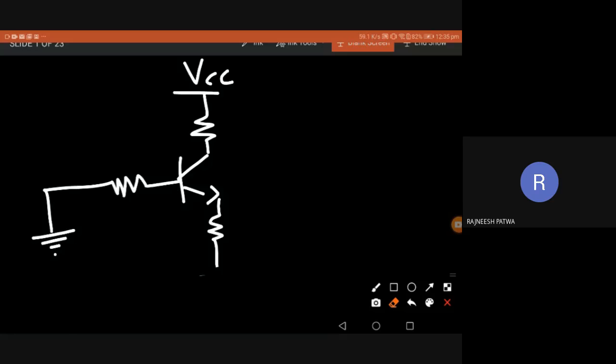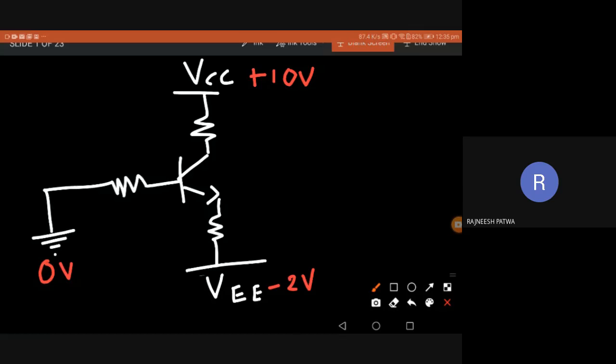Instead of that ground, I'm putting some voltage here, and this voltage I call VEE. Now I'll give you the values of these voltages. VCC is 10 volt, ground is 0 volt definitely, and VEE I'm giving as -2 volt. So I have given all the sources.